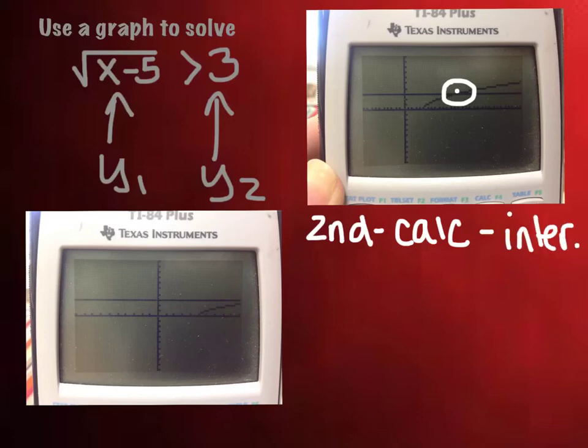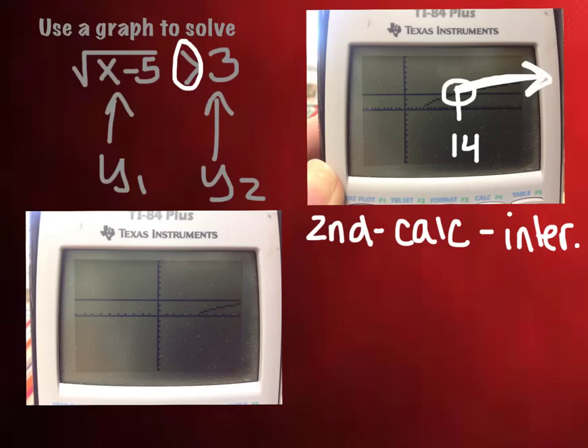And it will give you that the answer there is 14. So this is 14 right here. But the thing is, we want to know where is it greater than 3. And greater than just means up. Where is it above 3? So all of this and then going on forever, right?